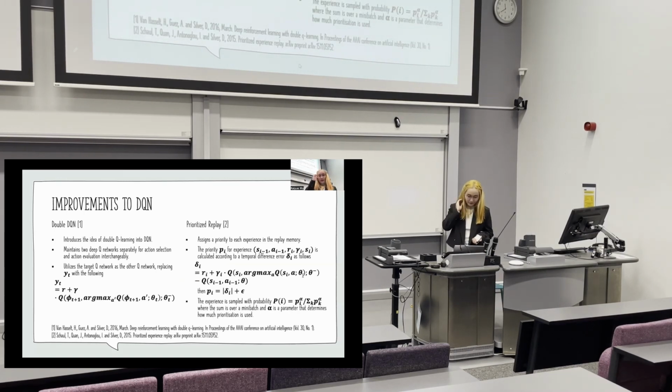Then in the final part of this section, I would like to discuss two improvements to the DQN method. On the left, the double DQN method introduces the idea of double Q learning into DQN. It maintains two deep Q networks to be used interchangeably in their update process, and actually uses the target network as a second Q network. Accordingly, it modifies the expression of YT for non-terminal states by changing the best next Q value in the same way as double Q learning.